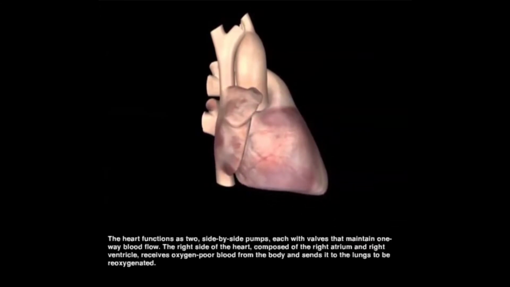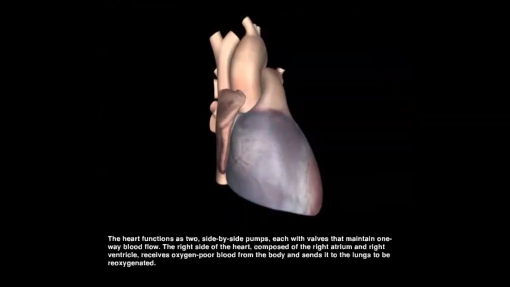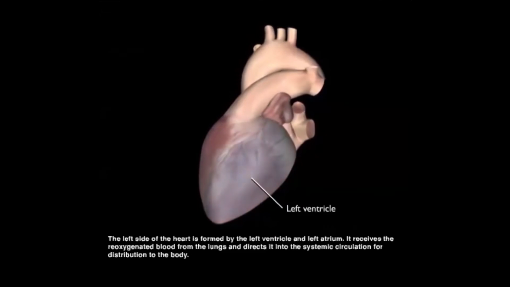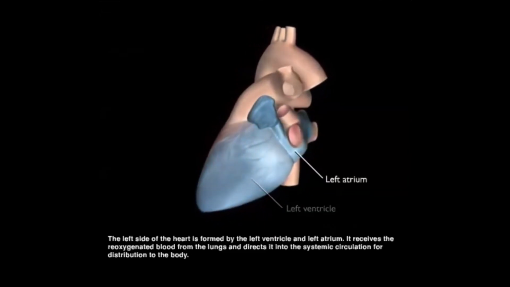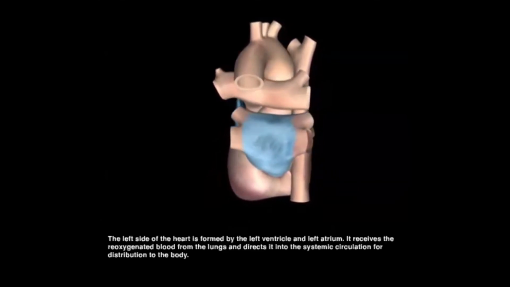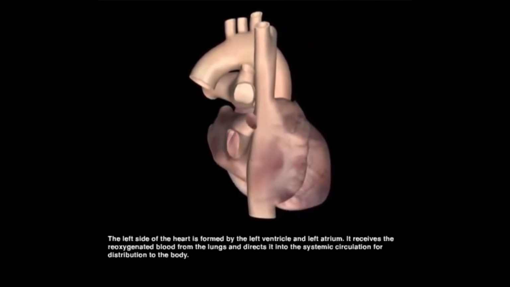The right side of the heart, composed of the right atrium and right ventricle, receives oxygen-poor blood from the body and sends it to the lungs to be reoxygenated. The left side of the heart is formed by the left ventricle and left atrium. It receives the reoxygenated blood from the lungs and directs it into the systemic circulation for distribution to the body.